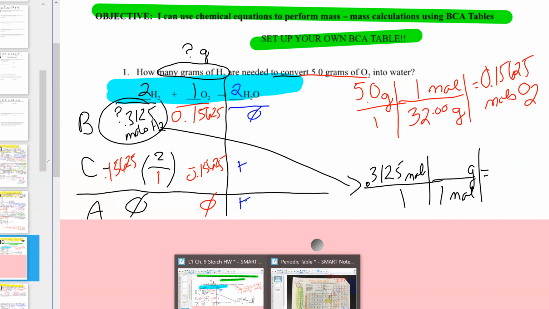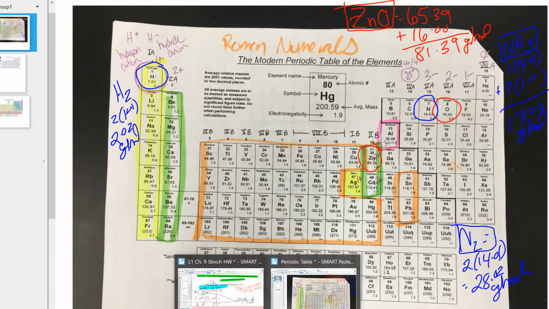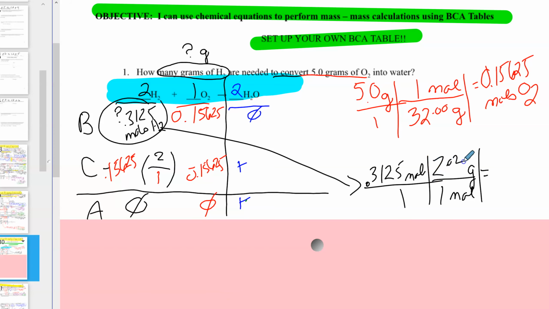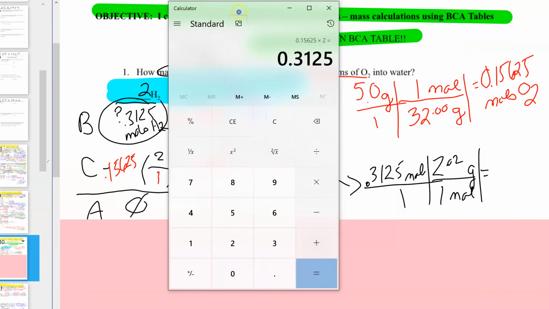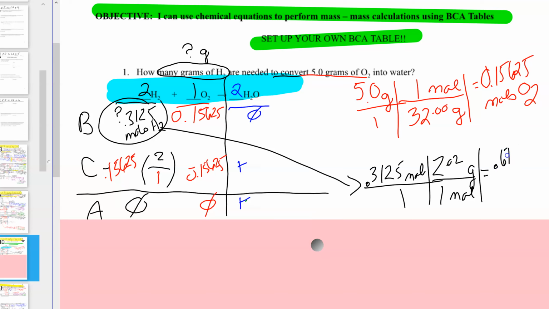You probably have this memorized by now, but let's just double check. Molar mass of hydrogen, 1.01. But this is H2, so that's going to be 2 times 1.01. That'll give us 2.02 grams per mole. So take that number in your calculator, times 2.02, and we're going to get 0.63125. That's how many grams we have, and last thing we've got to do is check sig figs. There's only 2 in the problem. That means our answer can only be precise to 2 sig figs, so 0.63 grams of hydrogen are needed.